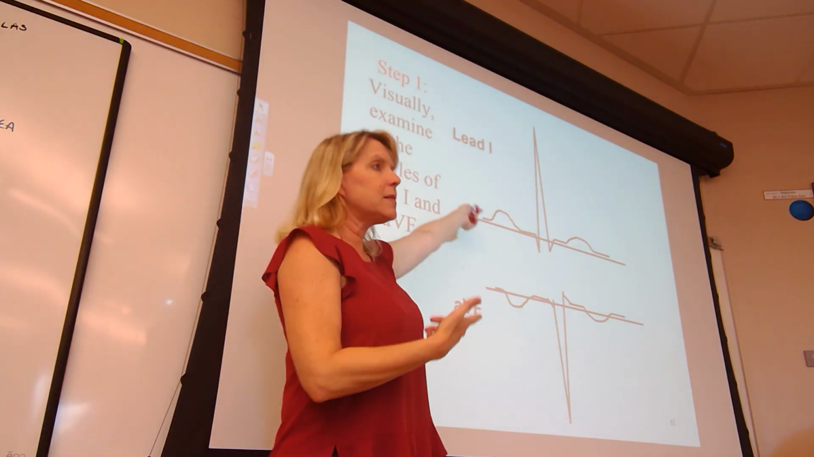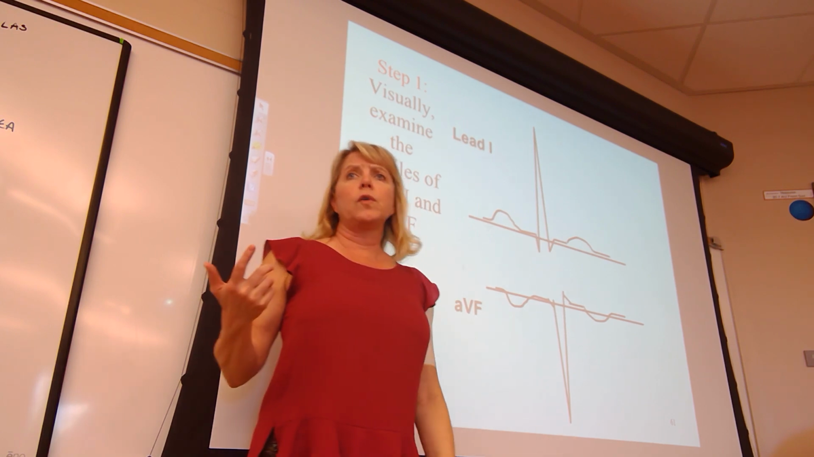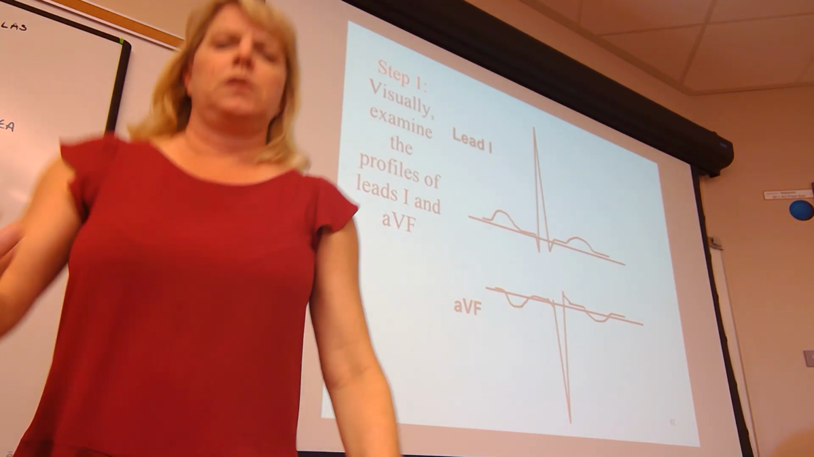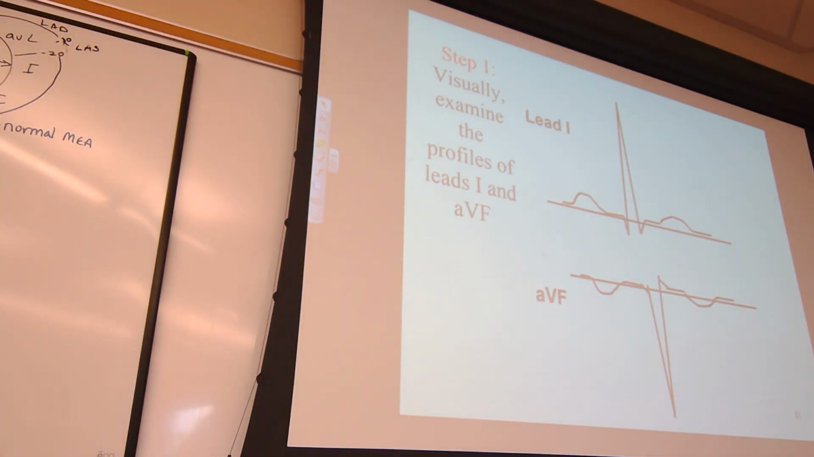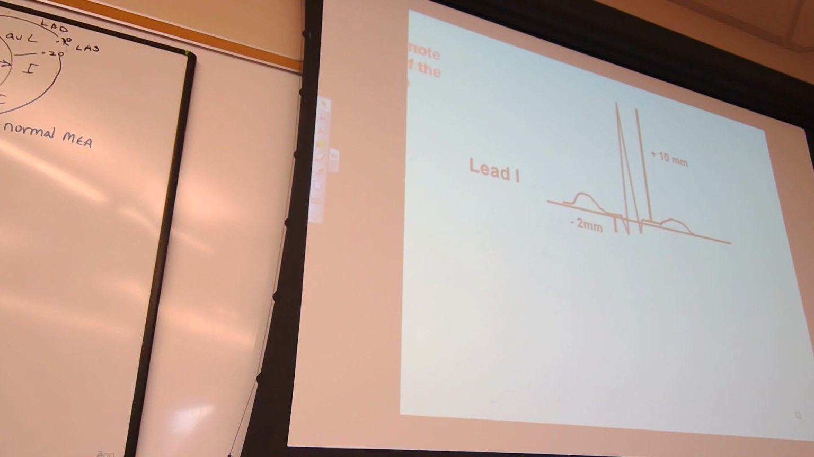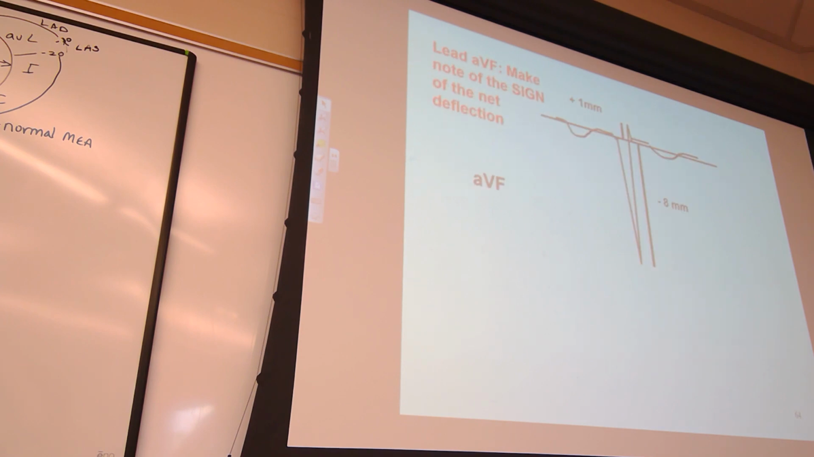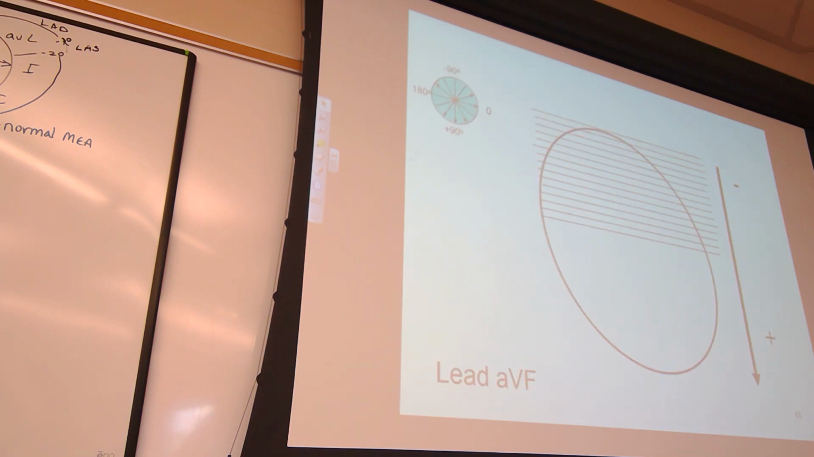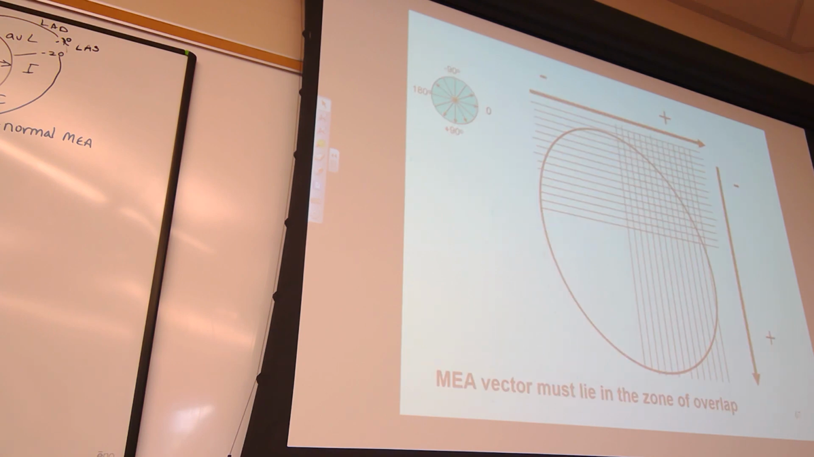So overall, in this example, lead 1 is overall positive. Lead AVF is overall negative. Now, watch this. Do you agree? Lead 1, overall positive. Lead AVF, overall negative. Now superimpose those two shades. Do you agree with that?